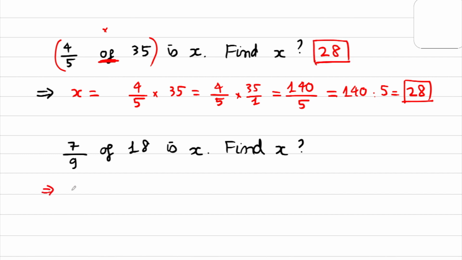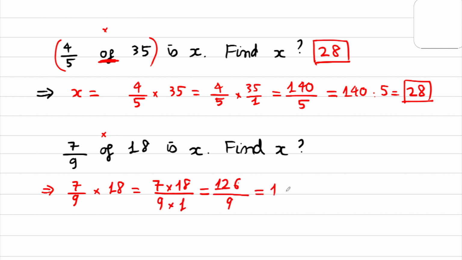And the next one, you got 7 over 9 of 18, which means multiplication. 7 over 9 multiplied by 18, and 9 multiplied by 1. 126 divided by 9, you got 1 here and remainder 3. 36 divided by 9, you got 4. So my final answer for this question is 14.